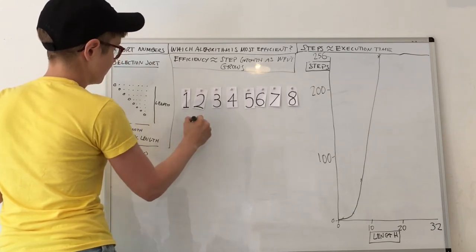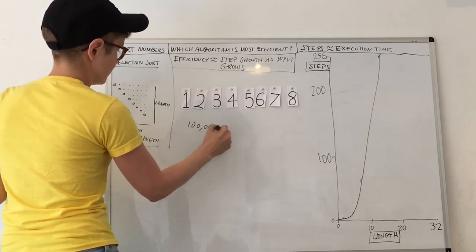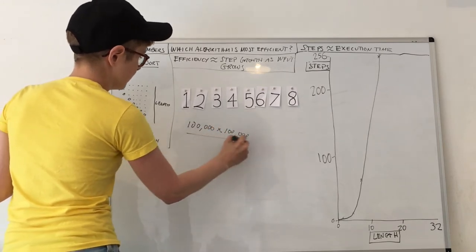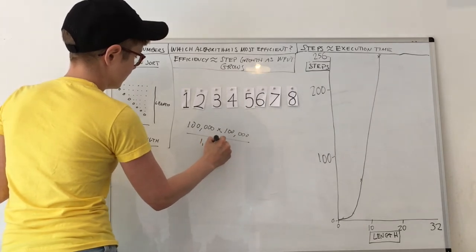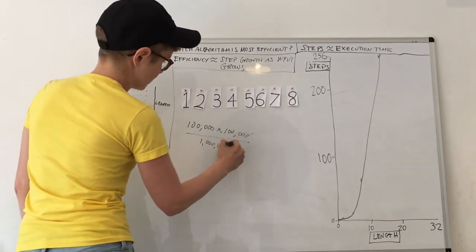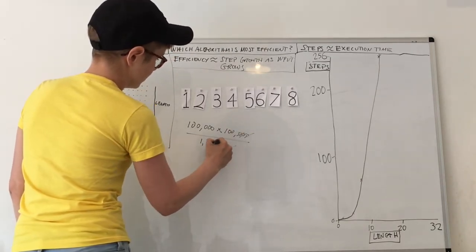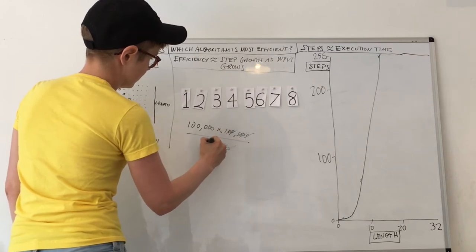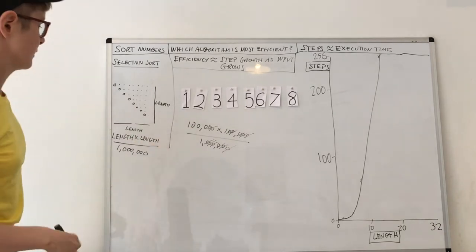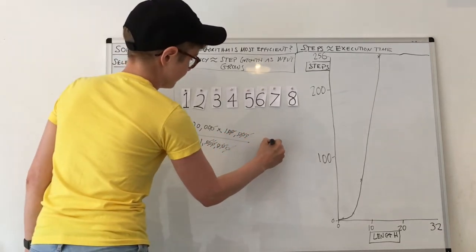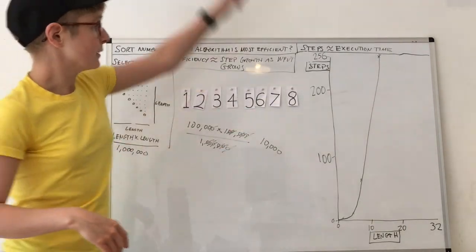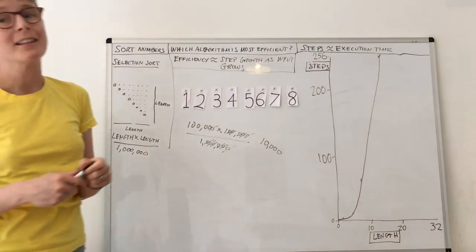Actually, let's imagine we're sorting 100,000 items. So our formula would give us 100,000 times 100,000 divided by a million. Now, what do we end up with there? Well, we can just cross off these zeros. So we end up with 10,000 here. Now that's not nearly so small. 10,000 is way, way up in the sky.